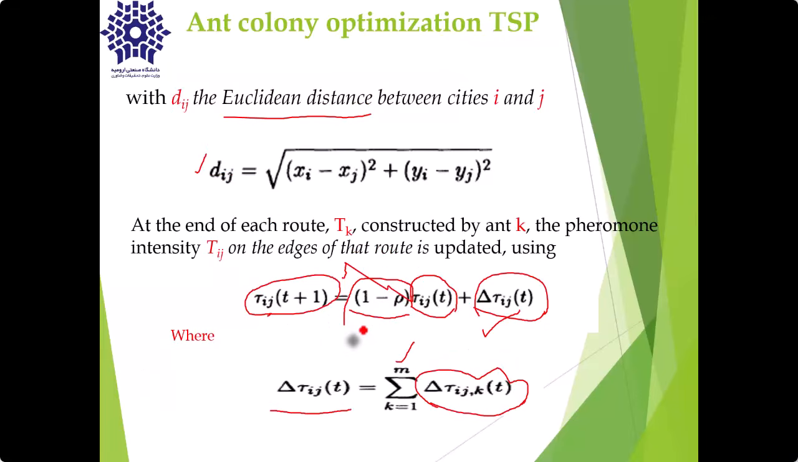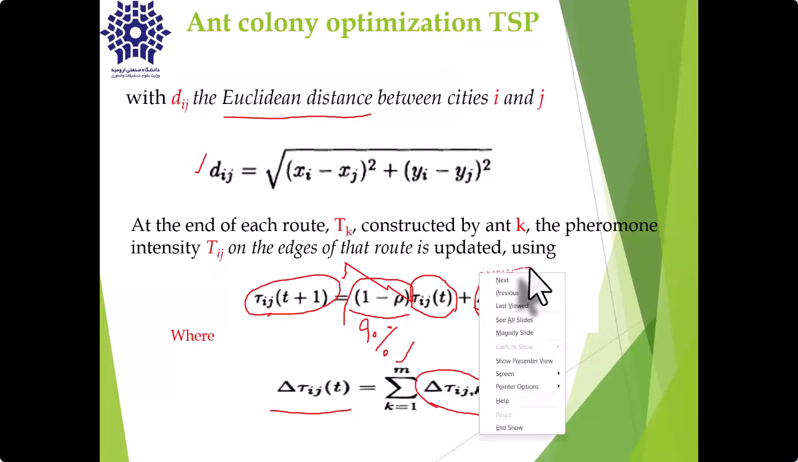So then here could be, for example, 90%. It depends on the rho. If the rho is 10%, then every time we calculate the amount of pheromone between i and j at time plus 1, it's the amount of pheromone at previous time multiplied by 1 minus rho. So by this way, we simulate the evaporation and increasing the amount on the shortest path.